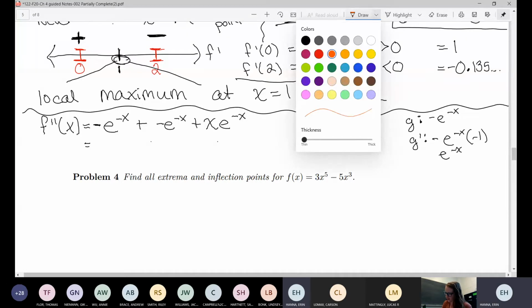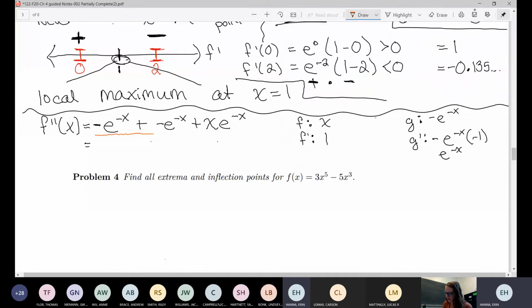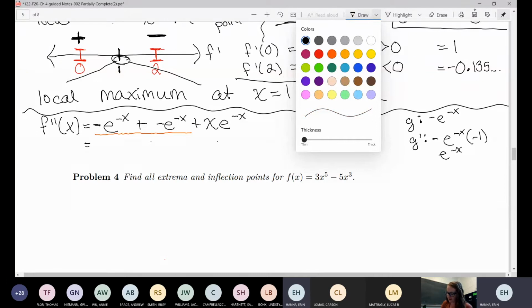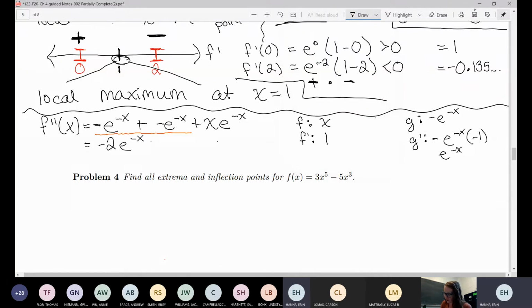Notice, because I want to clean this up a little bit, I have -e to the negative x plus -e to the negative x. So that combines together to give us -2 e to the negative x and then plus xe to the negative x. Just like last time, they both have an e to the negative x in them, so let's pull it out. So we'll have -2 plus x, or x minus 2 if you want to rewrite it. I would usually do that personally, but just to keep it in the form that it's written in, I'll just leave it like that.